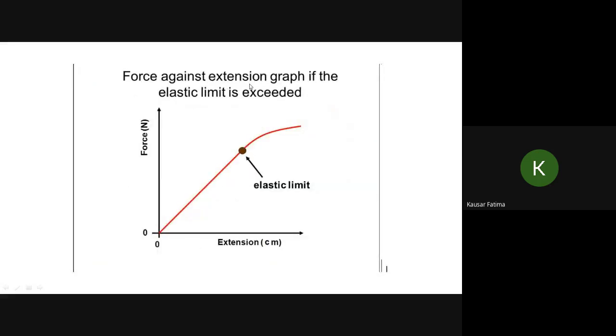Force against extension graph if the elastic limit is crossed. See, this is showing greater extension for smaller force. This curved line shows that it extends more than before. Extension is greater for a small increase in the force. This point here shows the elastic limit.